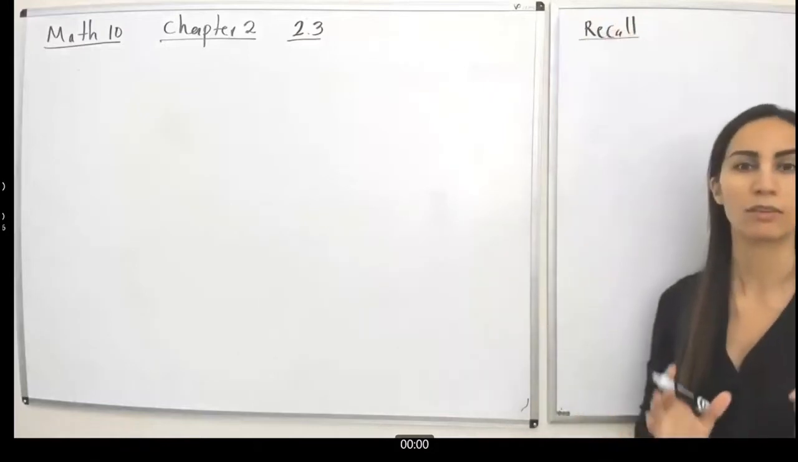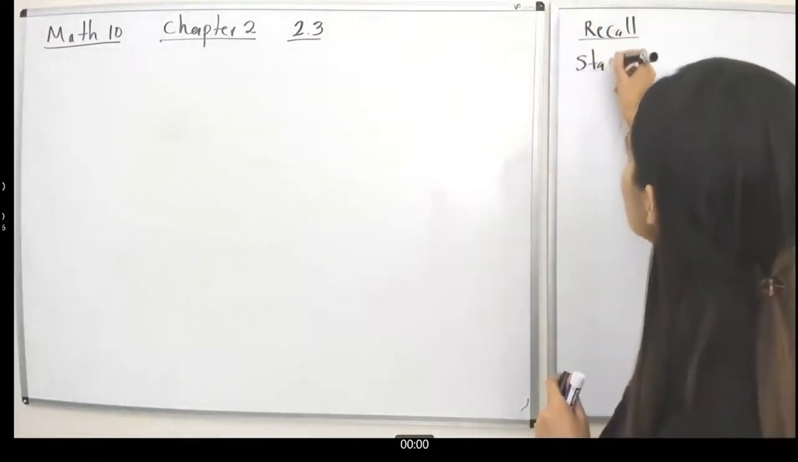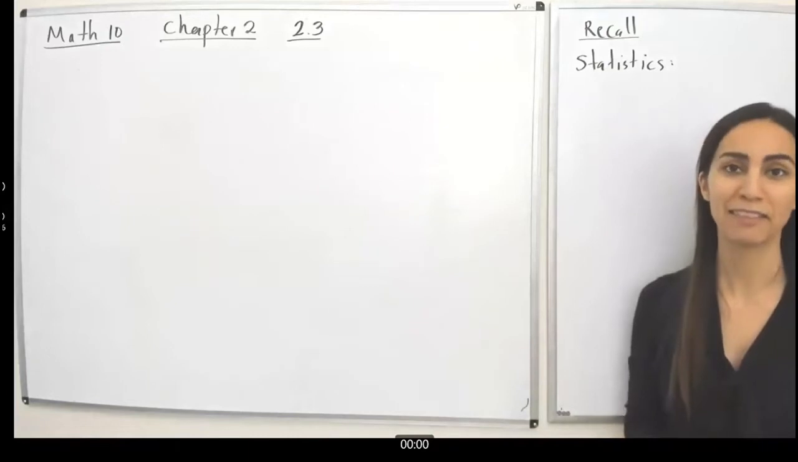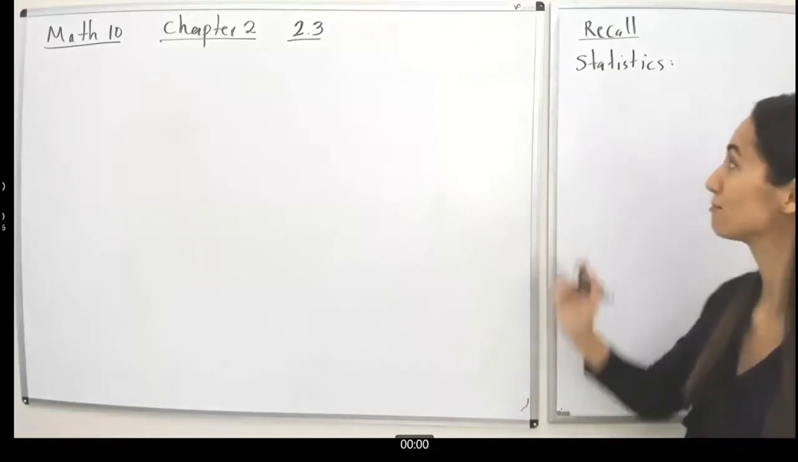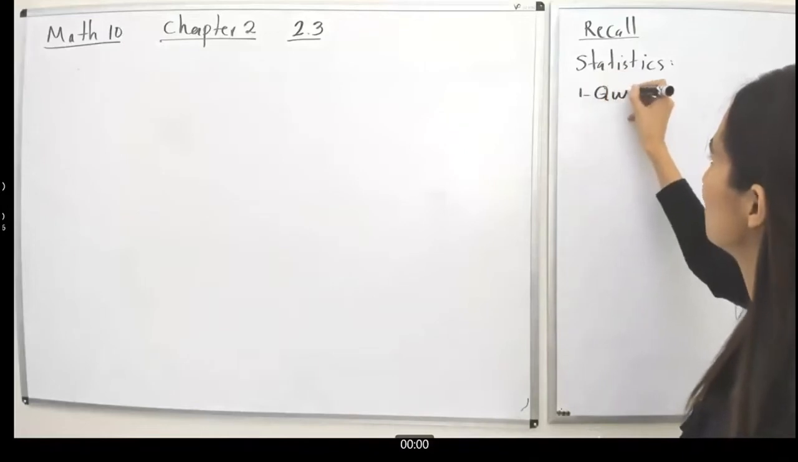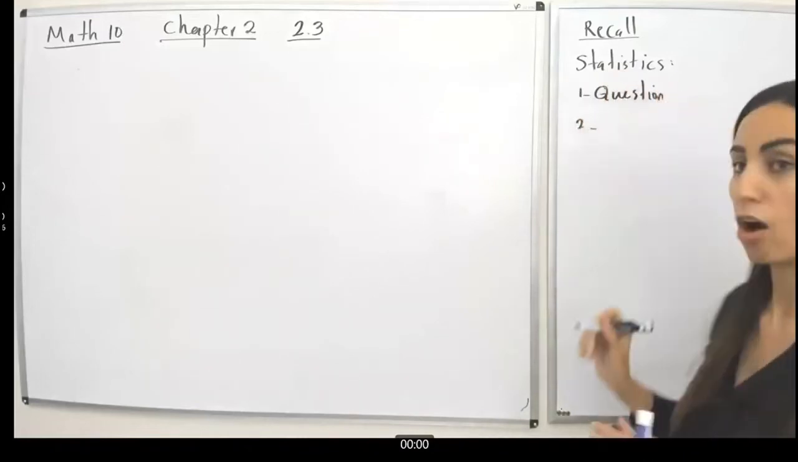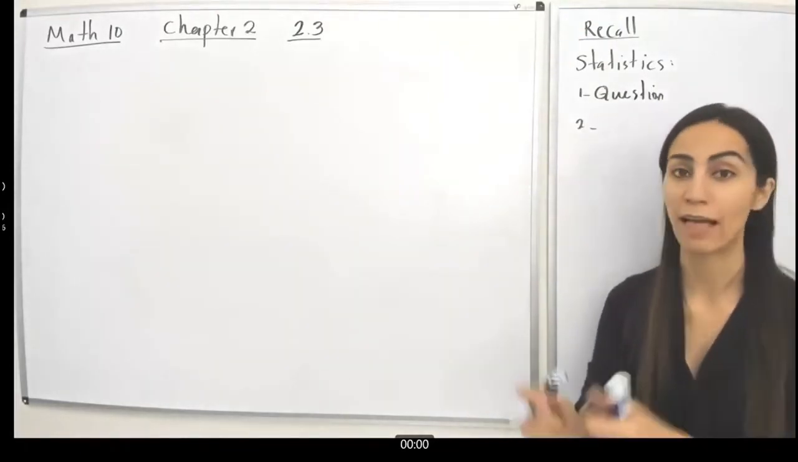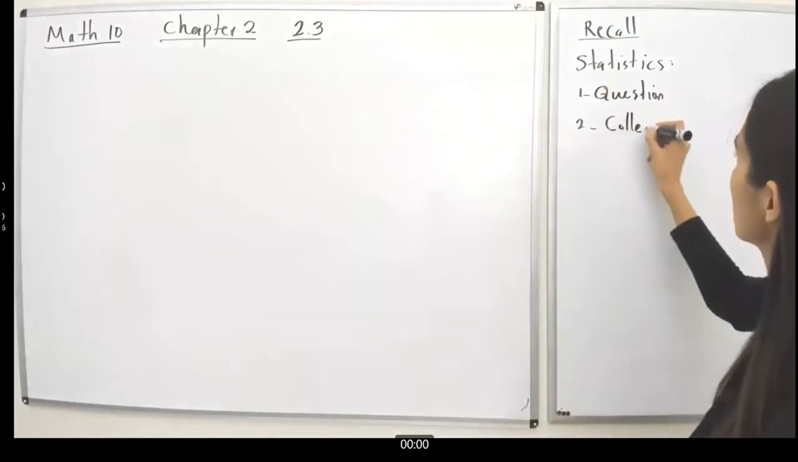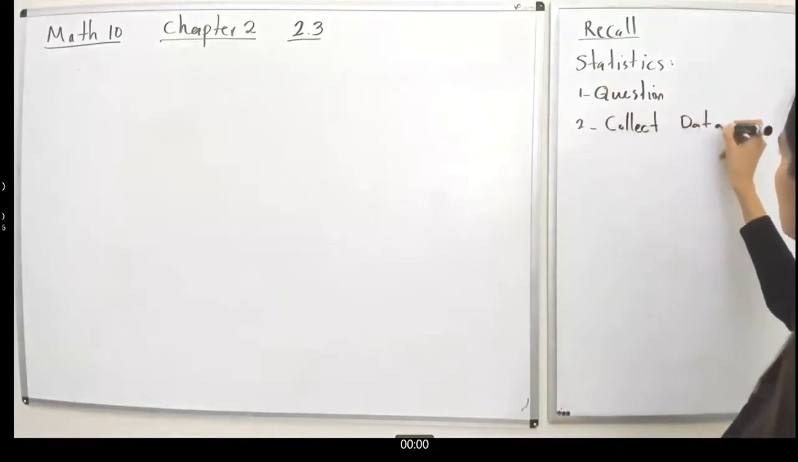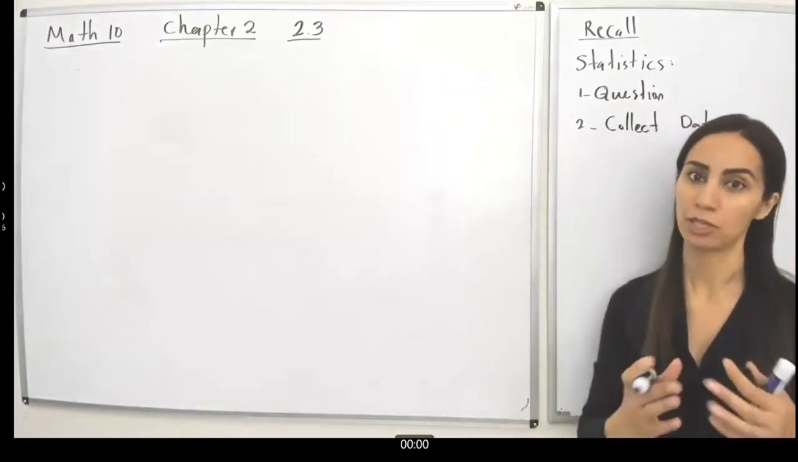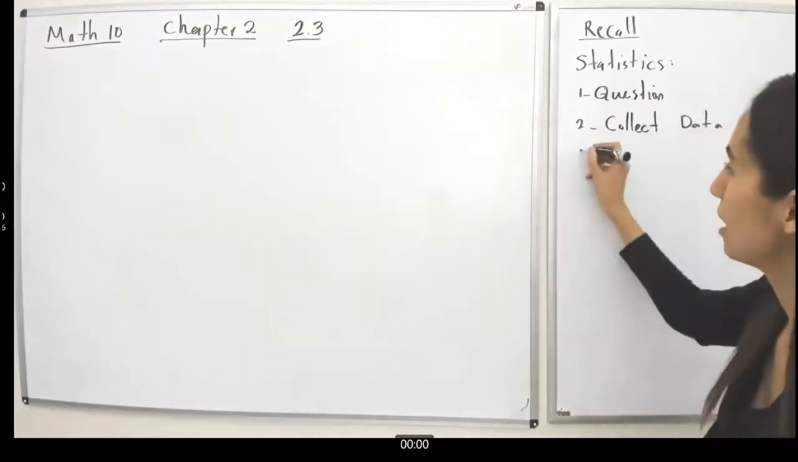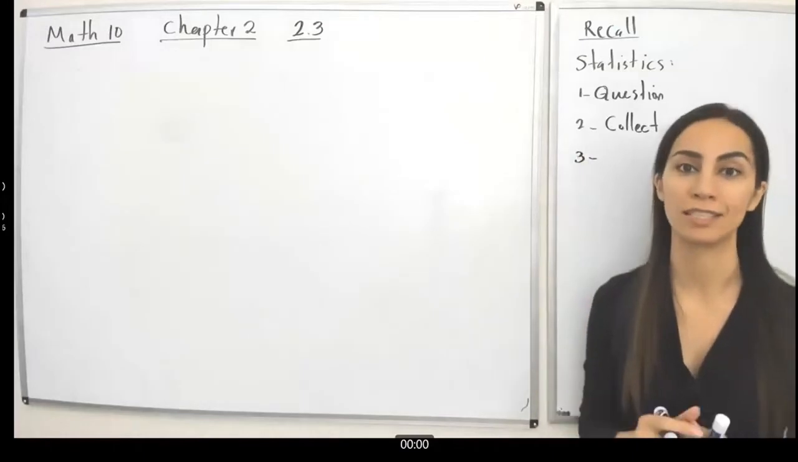We start talking about statistics. What is a statistic? Statistics is a branch of math. It involves some steps: asking a question, then identifying the population and collecting the data using random samples. After we collect our data and make sure the sample is random and not a biased sample, we're interested in visualizing the data.